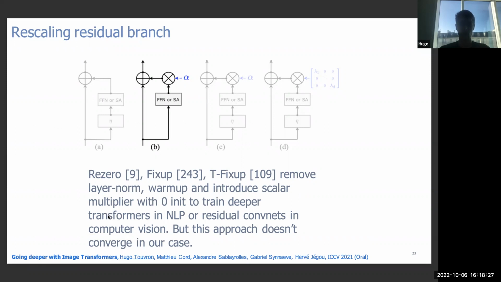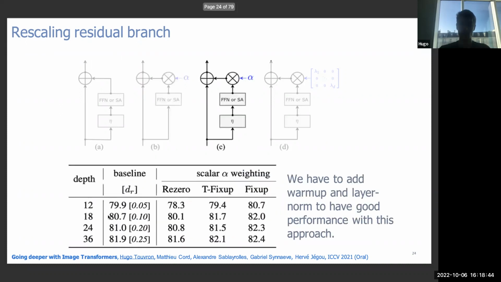For instance, ReZero, FixUp. In these methods, they remove layer norm and warm-up, and they introduce different scalar multipliers in the residual block with weights that depend on the depth of the layer. But in this setting, it doesn't work. In order to have a good result with this approach, you have to add the warm-up and the layer norm. Otherwise, it doesn't converge. But if you do that, you have quite good performance. It's slightly better than just stochastic depth.